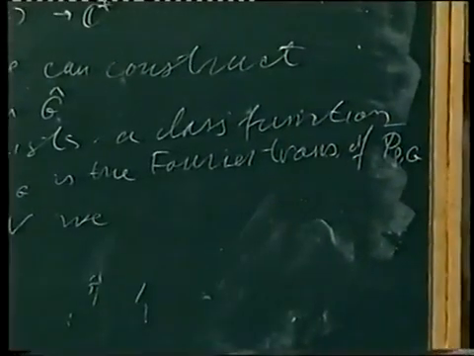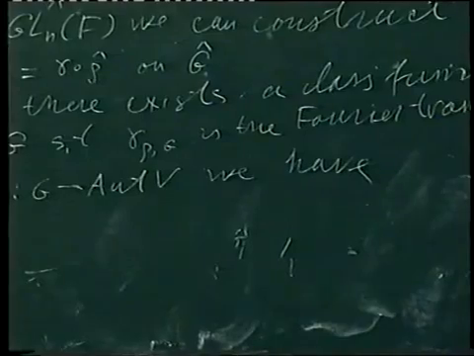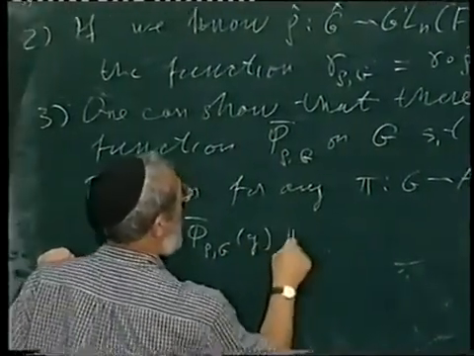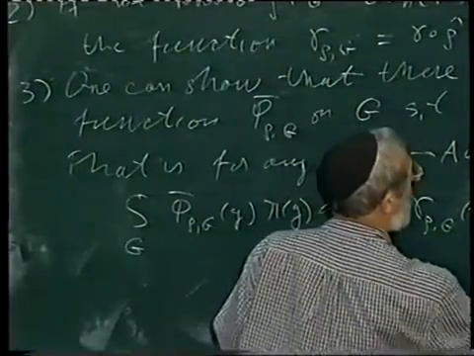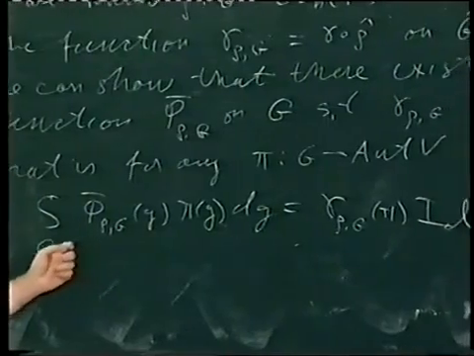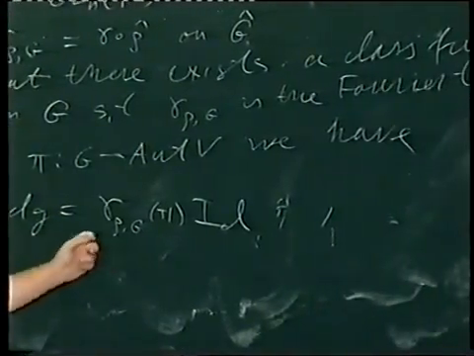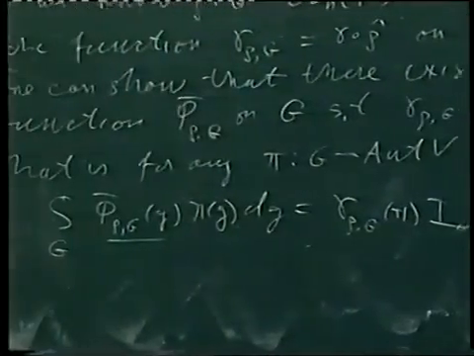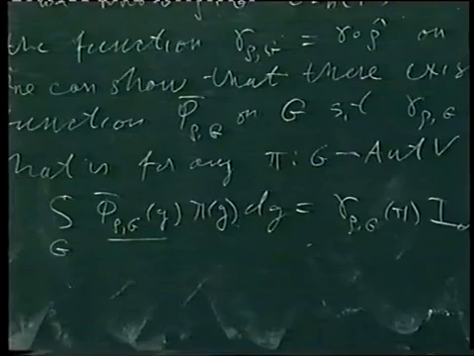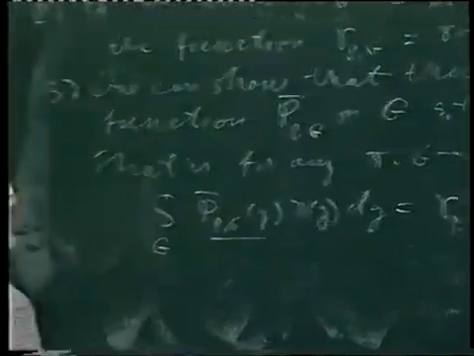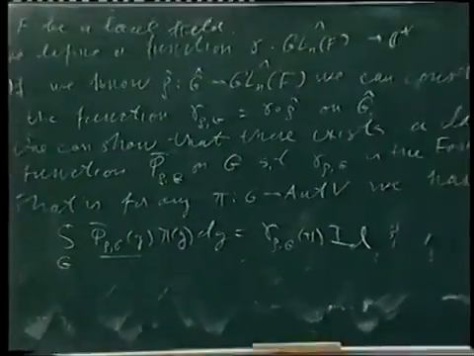For finite groups, we know it very well. We have the integral over G of F bar rho G of g, pi of g dg is equal to gamma rho G of pi, identity. This is just the usual Fourier transform on a finite group, which gives you a one-to-one correspondence between functions on the space of representations and class functions. So this is the function which we want to construct. Now, the function depends on G. It's a class function on G.